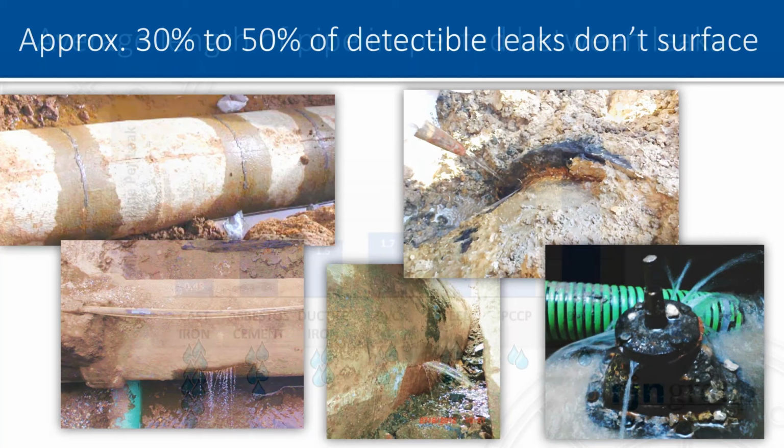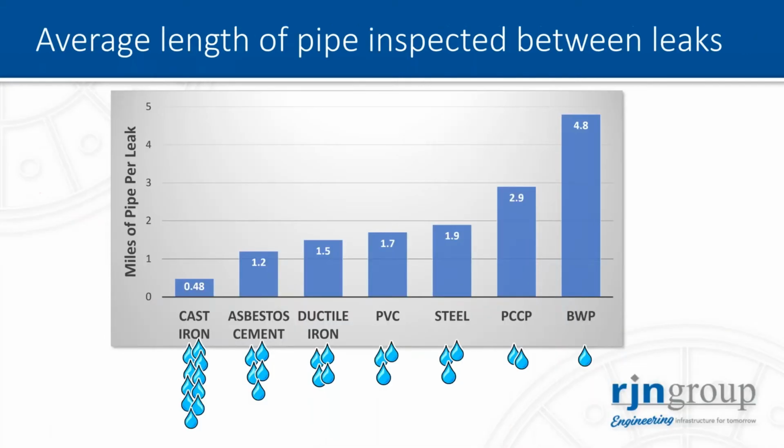So this is based on some recent leak data that's been collected. These are the average length of pipe that was inspected between leaks. And so on the vertical axis, these are the miles of pipe per leak, and for various pipe materials. So as you would expect, cast iron is the leakiest pipe. We see a 0.48 on cast iron. That's 0.48 miles per leak. So that means we're seeing about 2 leaks every mile, quite often in cast iron.